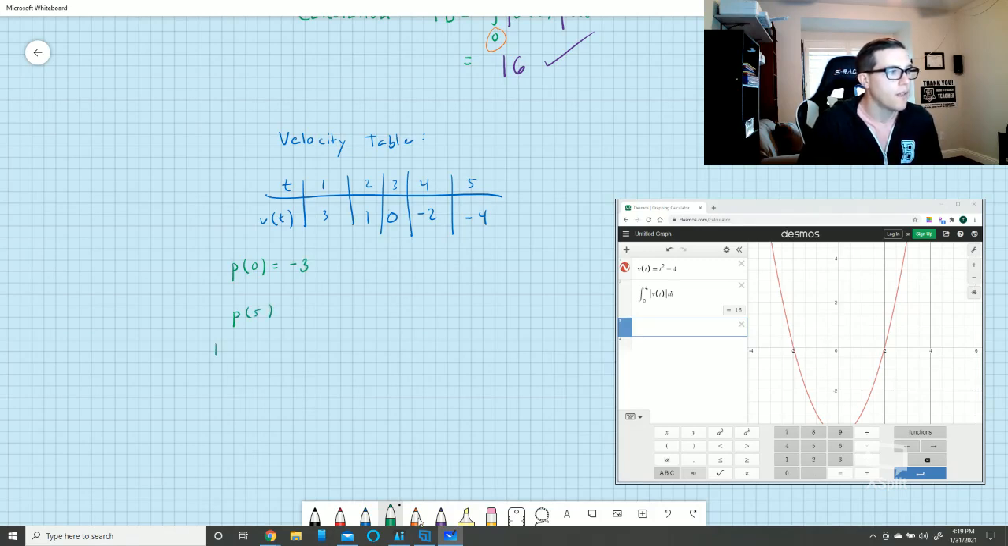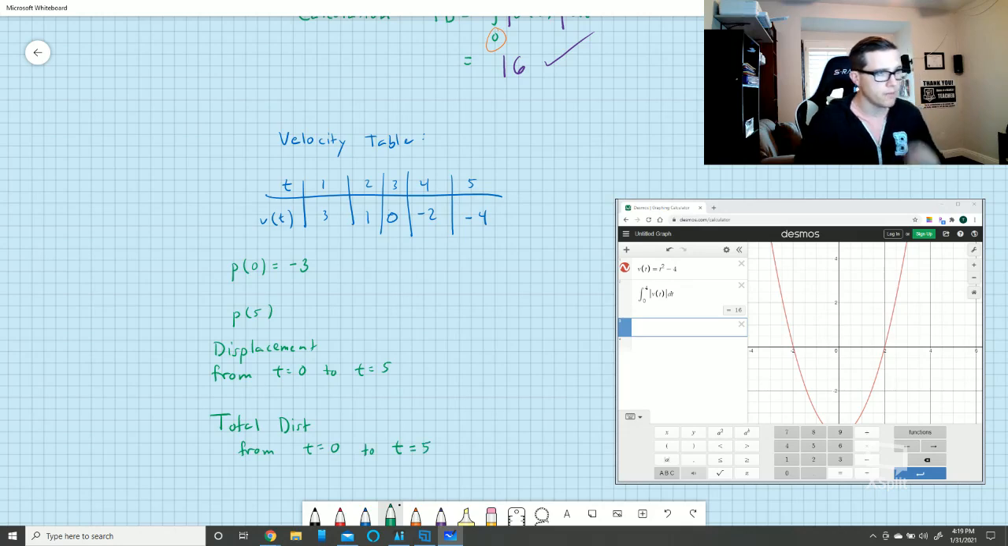I want you to find the displacement from t equals 0 to t equals 5. And I want you to find the total distance traveled from t equals 0 to t equals 5. Three pretty important calculations that we're going to be finding. All right, so probably starting with the displacement first.